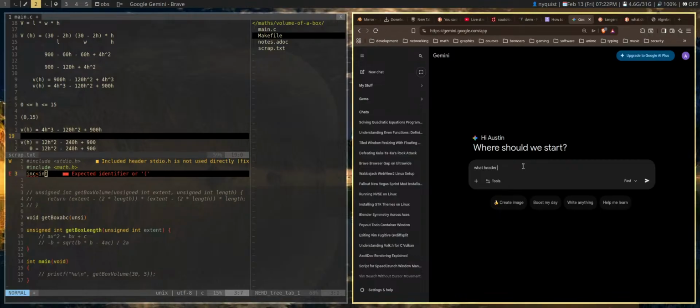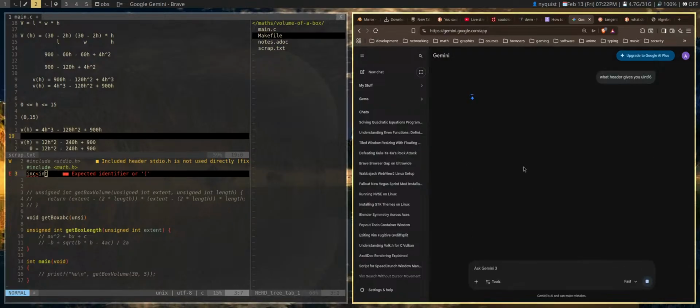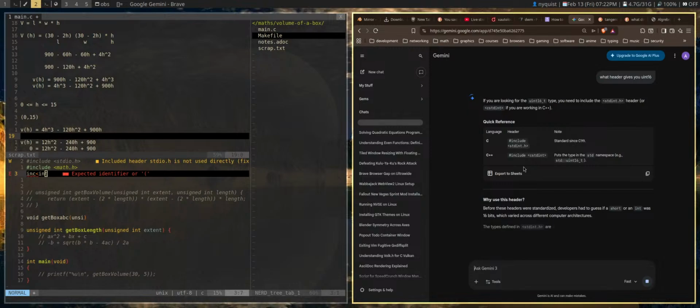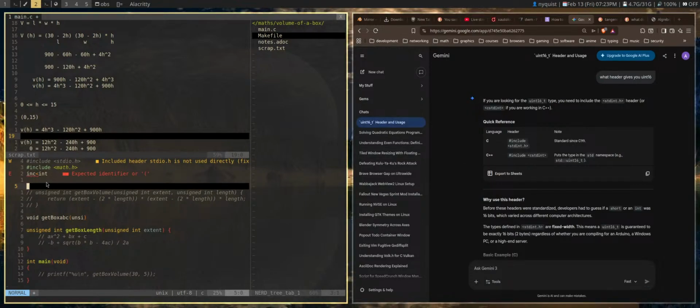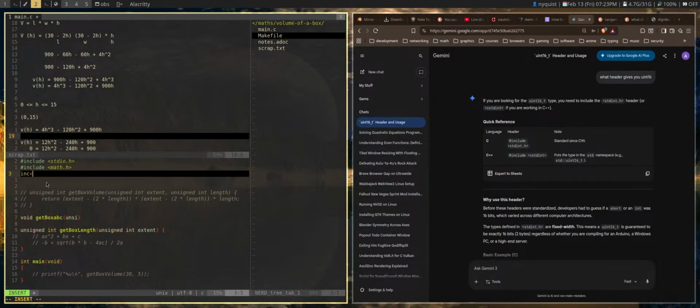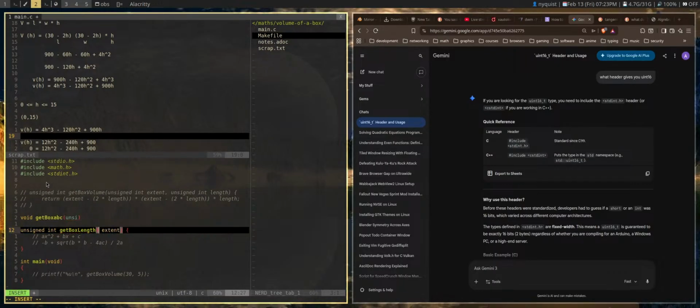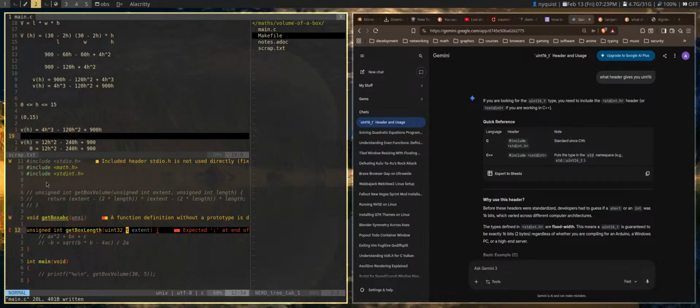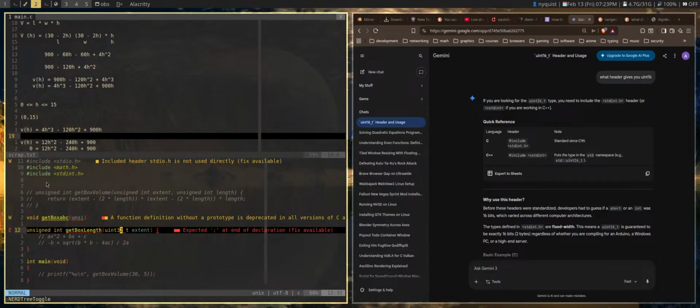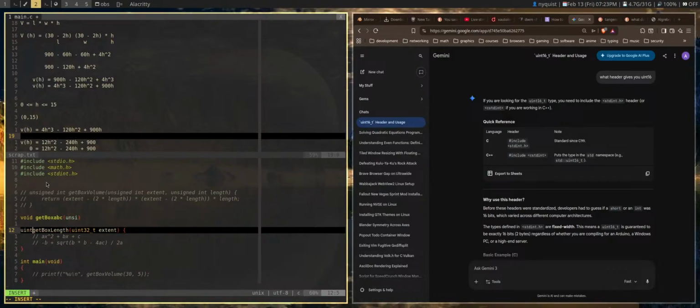What header gives you uint16 type, whatever. It's stdint, that's what it's called. That's what I'm looking for. Thanks. Include stdint. There we go. So let's change this to uint32. Why not? Uint32 type.